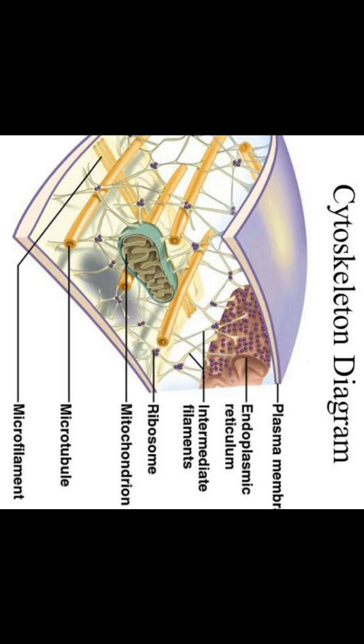cell. Remember, cell shape is given by the cell wall in plant cells, and by the cell membrane or plasma membrane in animal cells, but that particular shape is maintained by the cytoskeleton spread throughout the cell, maintaining the perfect shape. You can see the cytoskeleton on the screen.